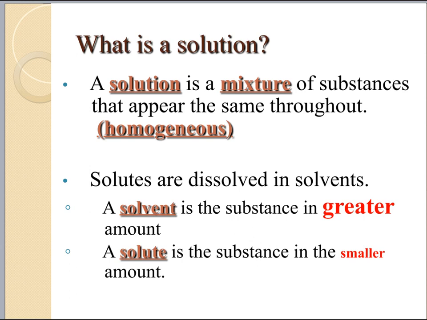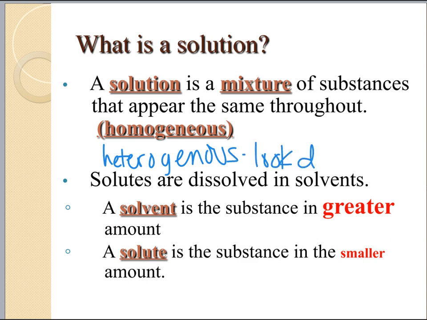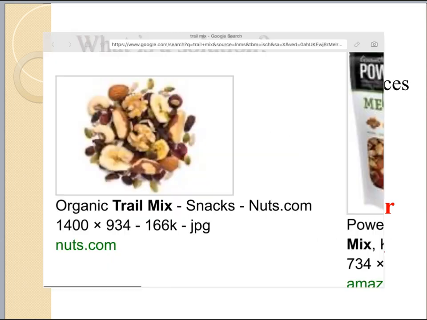The opposite of that is going to be heterogeneous. Okay, so that's this right here. Hetero means different. Heterogeneous means it looks different throughout. It's very distinct. Can you think of a mixture of things that doesn't look the same from place to place? You may think of trail mix if you zoom in kind of closely. So you can see here's some trail mix.